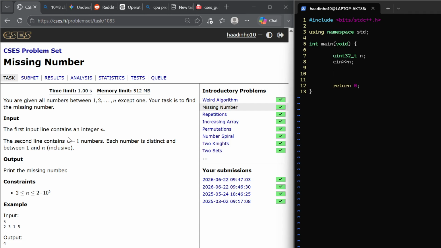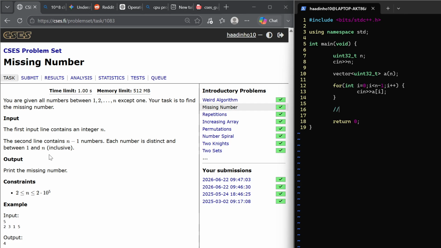It says the second line contains n minus 1 numbers. Each number is distinct and it's between 1 to n, and n is inclusive. So we can have a vector, an array over here, since all are positive numbers, a of n, for i less than n, i plus plus. I want to get all numbers, and it's going to be n minus 1. Then our job is to print the missing number.